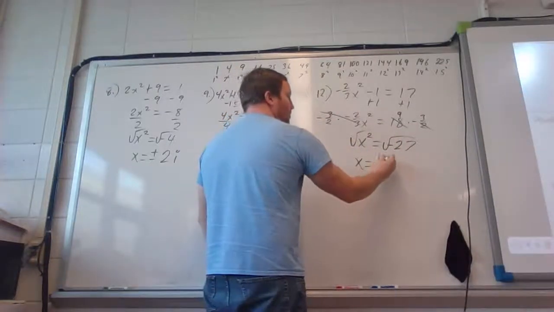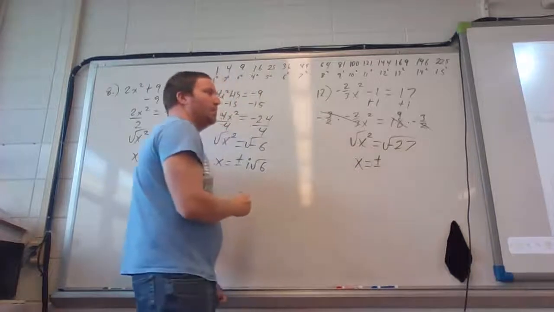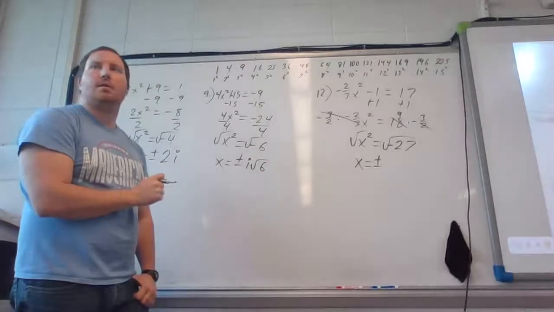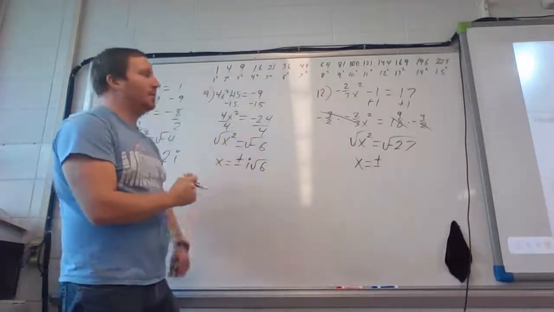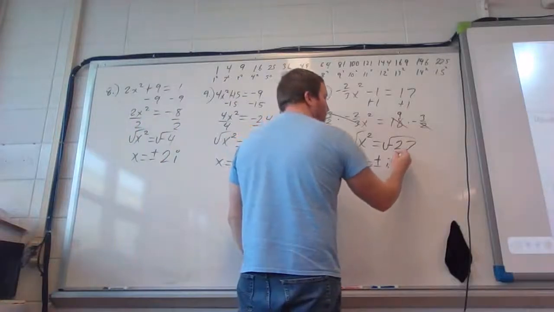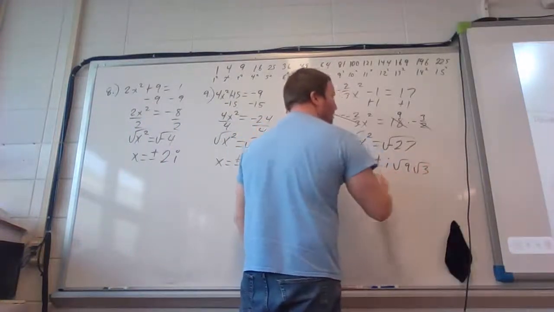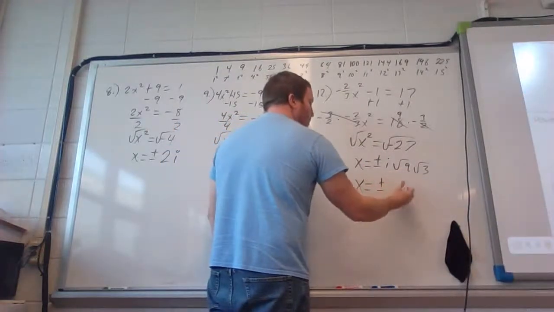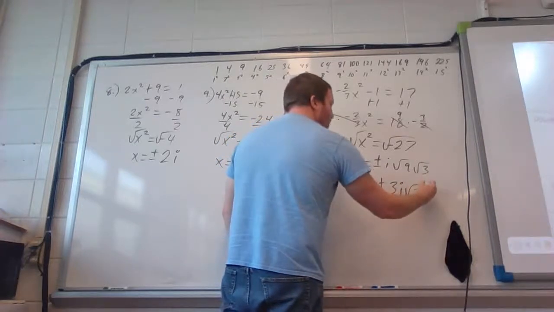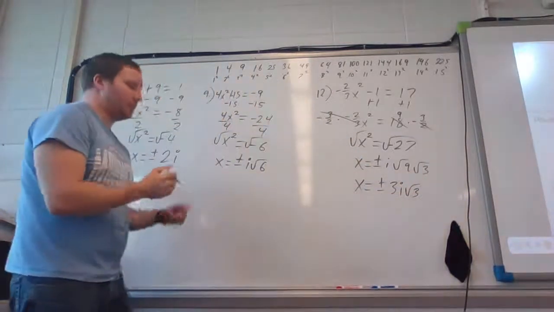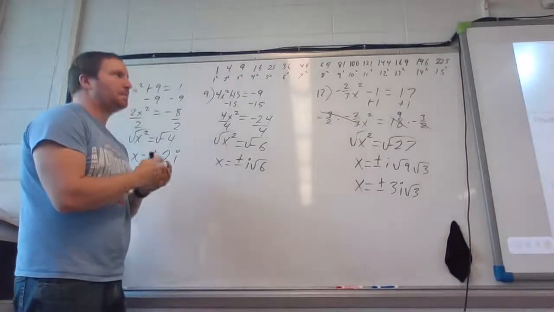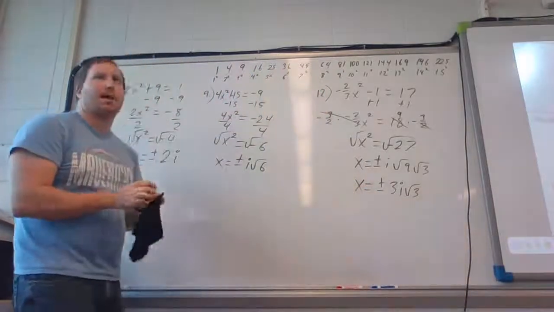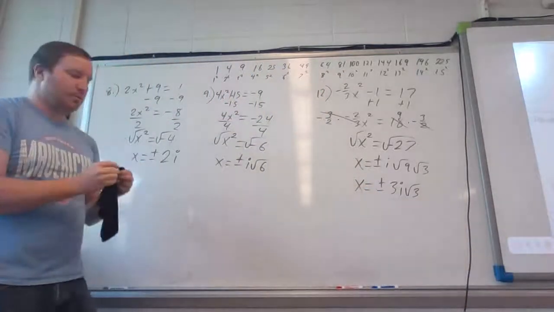So x is going to equal plus or minus. Is there a perfect square that goes into 27? Right. So 9 times 3. Okay. 9 is one of those perfect squares. Square root of 9, 3i square root of 3. Okay. Any questions on solving or simplifying radicals? Okay.